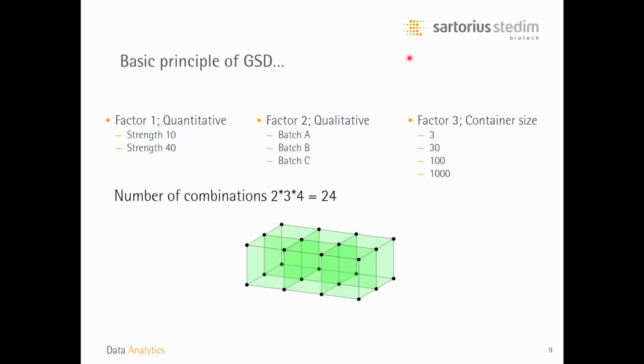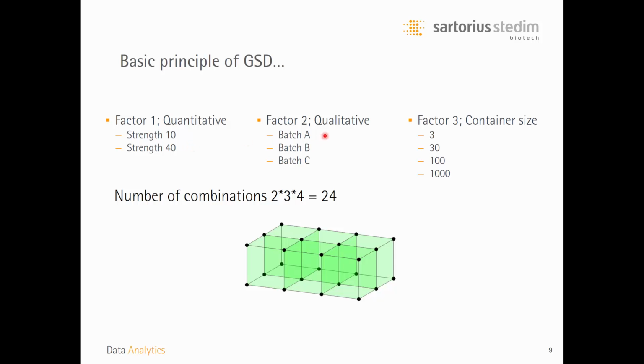In order to illustrate this basic principle of the GSD approach, we will just very quickly look at an application where we have 3 factors. The first factor is a quantitative one. We have the tablet strength in 2 settings, 10 and 40 milligram.